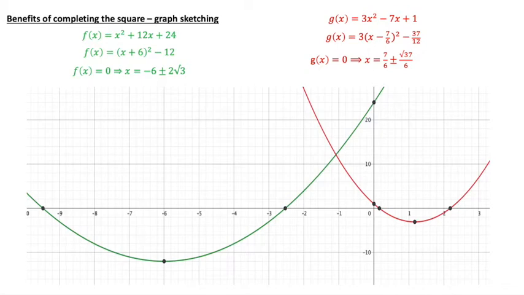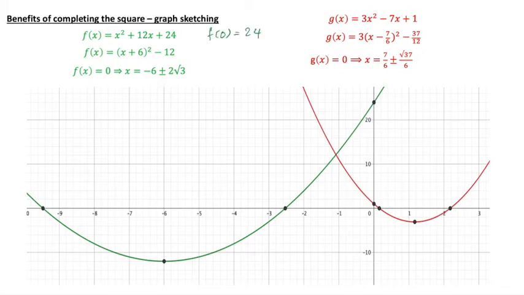And now this is what they look like. And how do we know this is what they look like? Well, I know because I put it on GeoGebra. I put the x squared plus 12x plus 24 and the other one on, and there it was. But I'm going to show you how you can sketch them, but this is going to illustrate it.